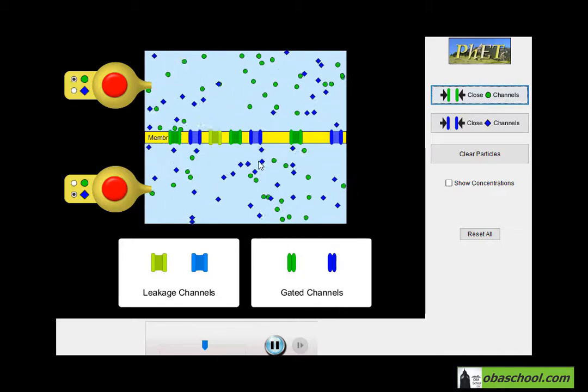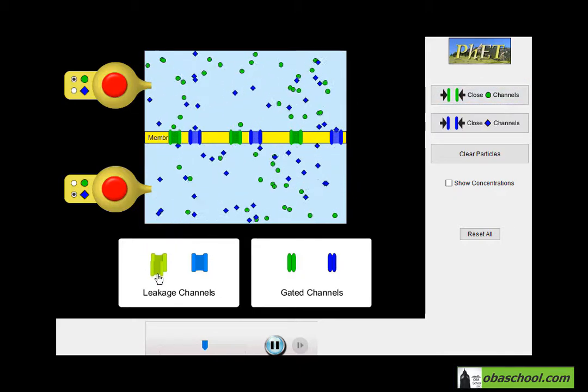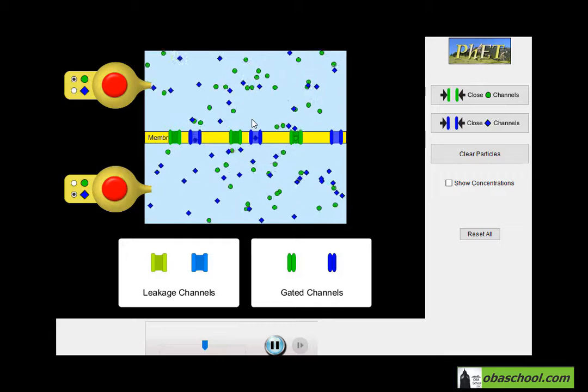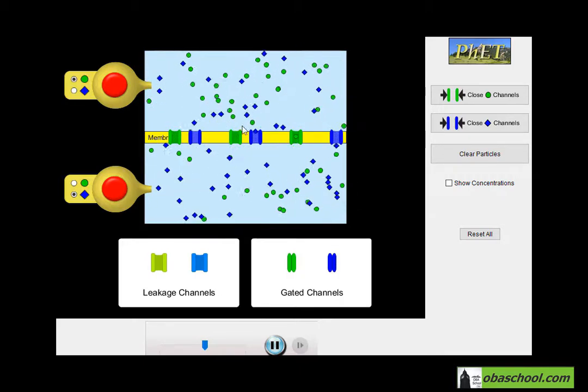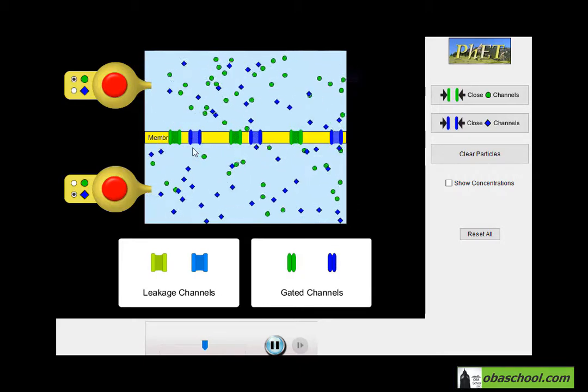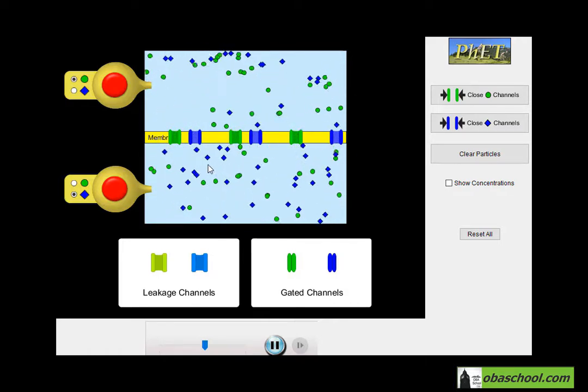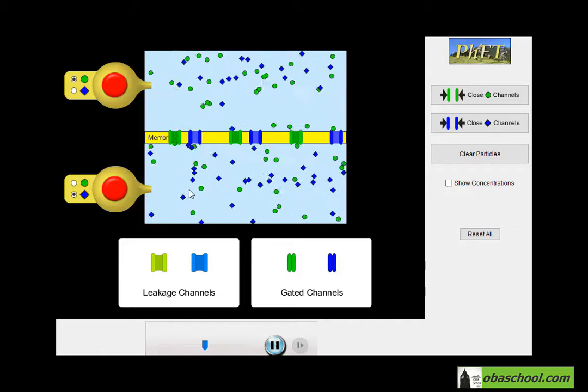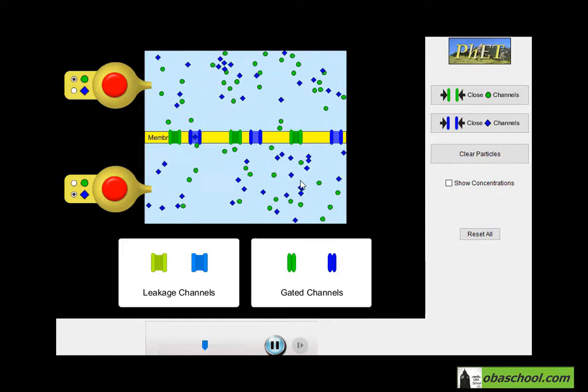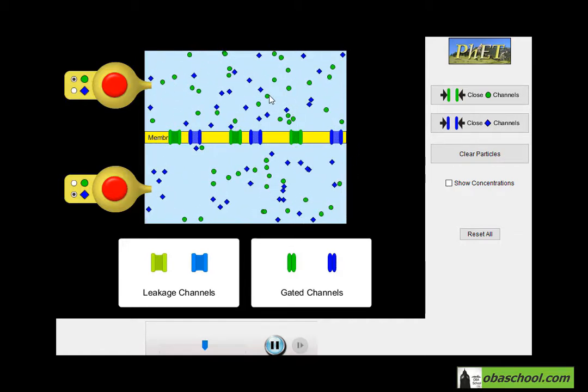I will open the green gated channels and we will see the green chemical also moving down its chemical gradient until an equilibrium is reached between both sides of the membrane. For both chemicals, when equilibrium is reached, they will still keep moving from side to side, but they will maintain equilibrium.